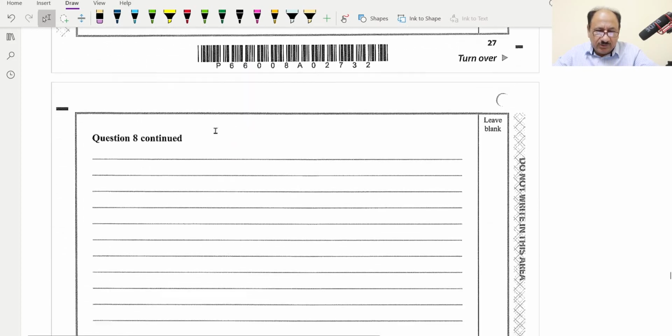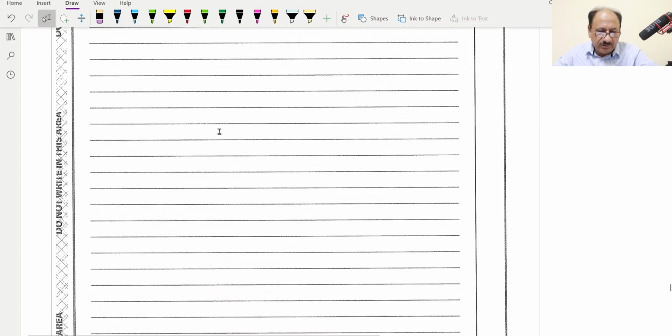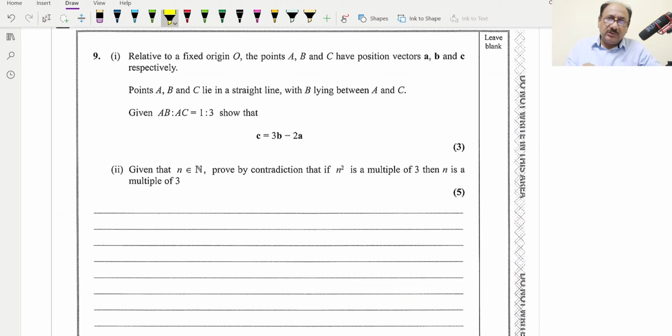Hopefully you understood this. Now we can move to question number 9, part 1. Relative to a fixed origin O, the points A, B, C have position vectors a, b, c respectively. Points A, B, C lie in a straight line with B lying between A and C. Given that AB to AC is 1:3, show that c is equal to this one.